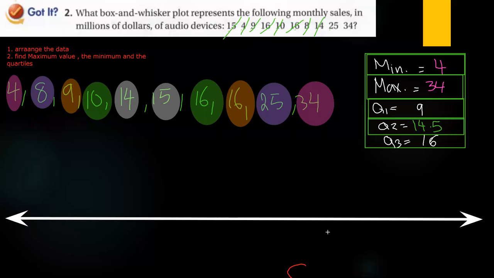Then we have now to start from number 4, or you can start from number 1 as you want. Start from number 1 as an example. So let's say from 4 till 34. So 1, 2, 3, 4, 5, 6, 7, 8, 9, 10, 11, 12.